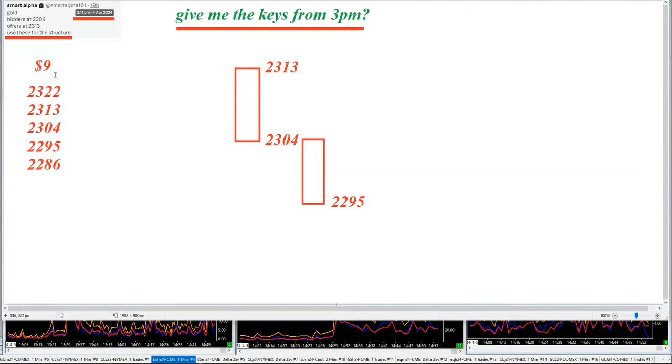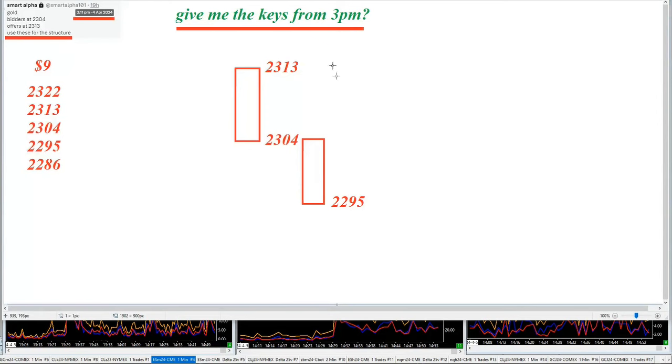So the dealer range is $9, which means that we go $9 higher and $9 lower and then $9 lower and $9 lower and $9 higher. It's part of that pricing mechanism that we talk about, the dealer key. It's part of our measured move concept.